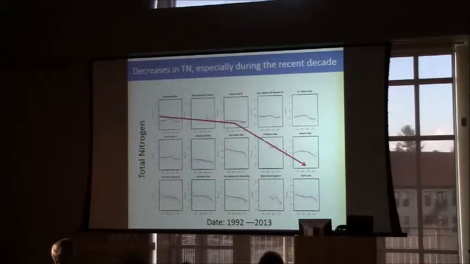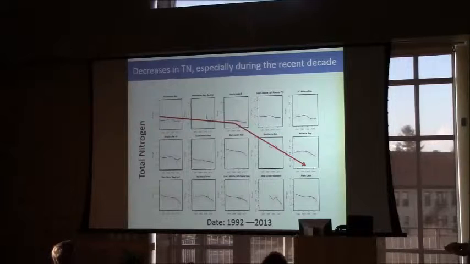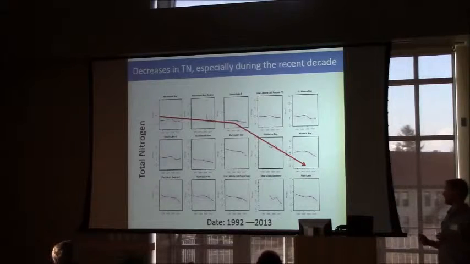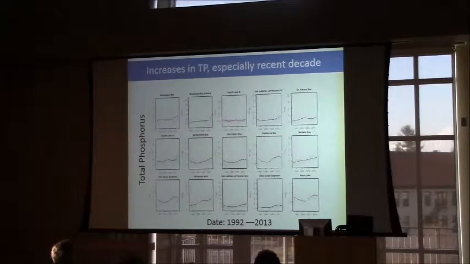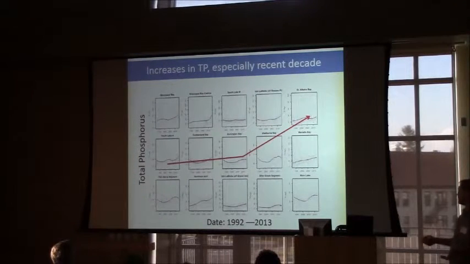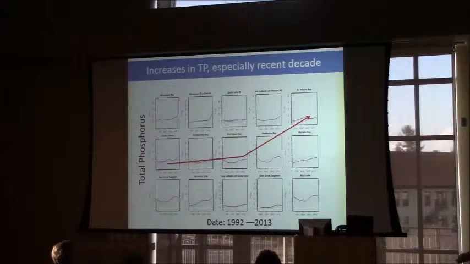Very quickly, what's happened over time? Here we're looking at total nitrogen on the y-axis for each of the 15 monitoring sites within the bay. Over the entire monitoring period, what we've seen is, for the first decade or so, a slightly decreasing but more or less flat trajectory. In the past decade, there's been a fairly sharp decline in total nitrogen lake-wide. For phosphorus, we see a very different pattern where, again, for that first decade it was slightly increasing but more or less flat, and in the last 10 years or so it's been increasing fairly sharply.